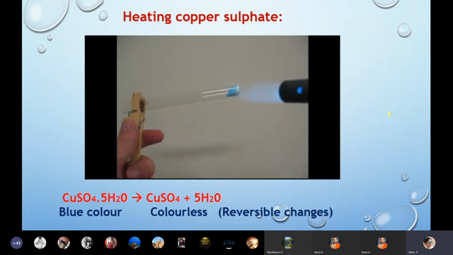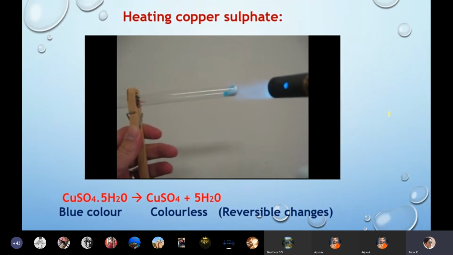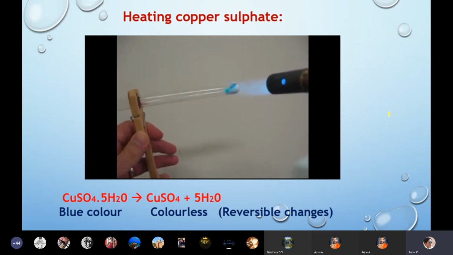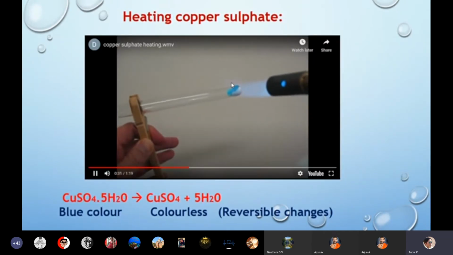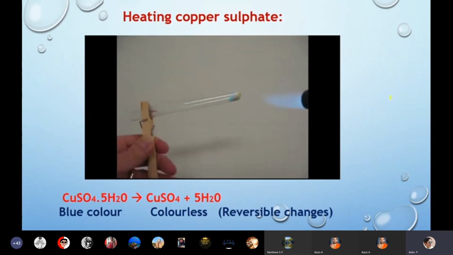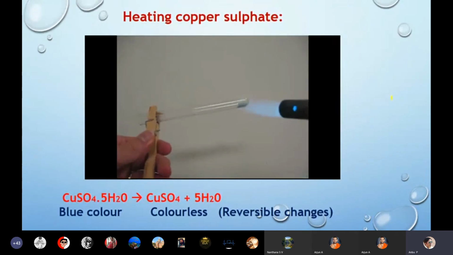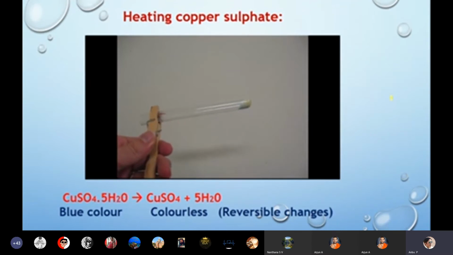That is the reason why CuSO4 belongs to the category of hydrated salts. When you heat the copper sulfate, the color is completely changed. It is completely changed because the copper sulfate retains its identity, and only the water content is lost. CuSO4 dot 5H2O is becoming CuSO4 plus 5H2O. That shows the water molecules have been removed.